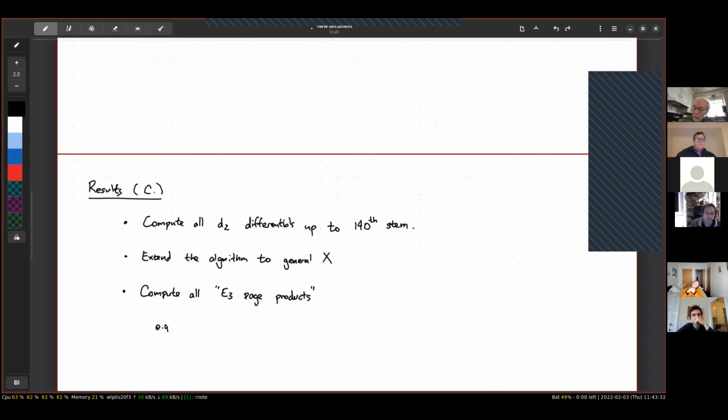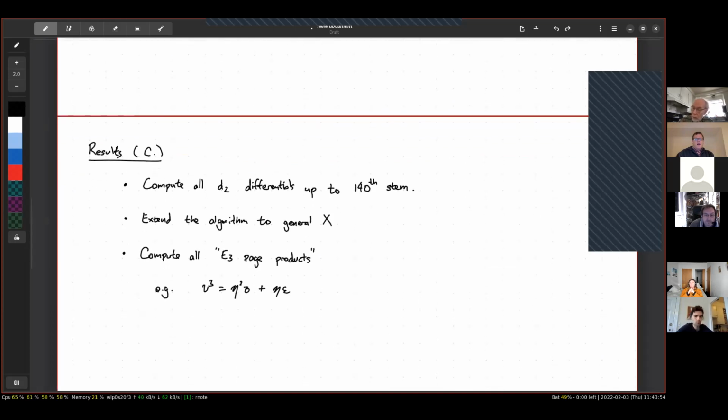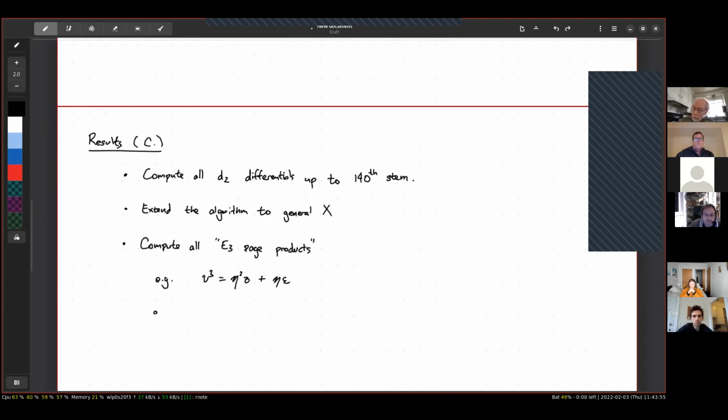So for example, the relation that mu cubed is not eta squared sigma, but it's eta squared sigma plus eta epsilon. So there's a relation between elements in filtrations 3 and 4. And this so-called E3 page product will be able to capture this information. The computer will just tell you this relation right away. So this is a very useful thing to do. And another thing it computes is all hidden extensions that jump by one filtration.